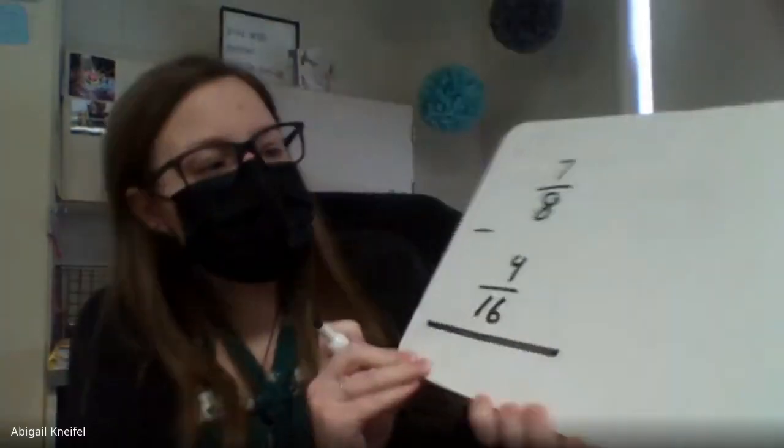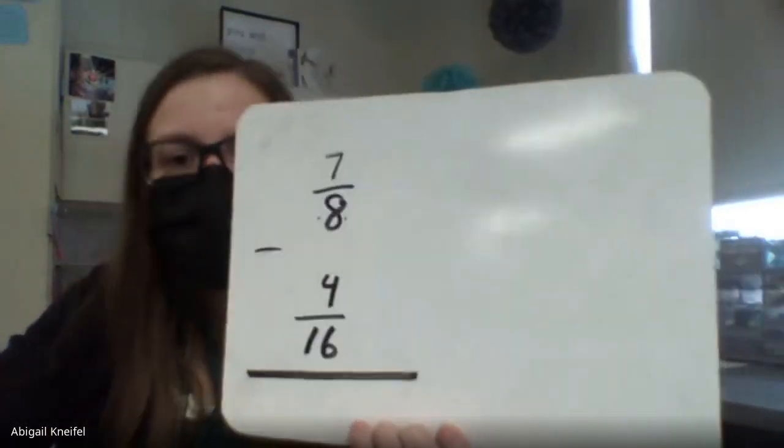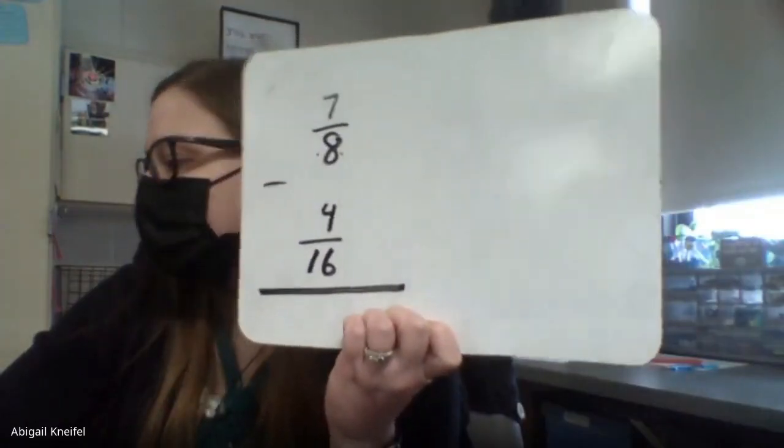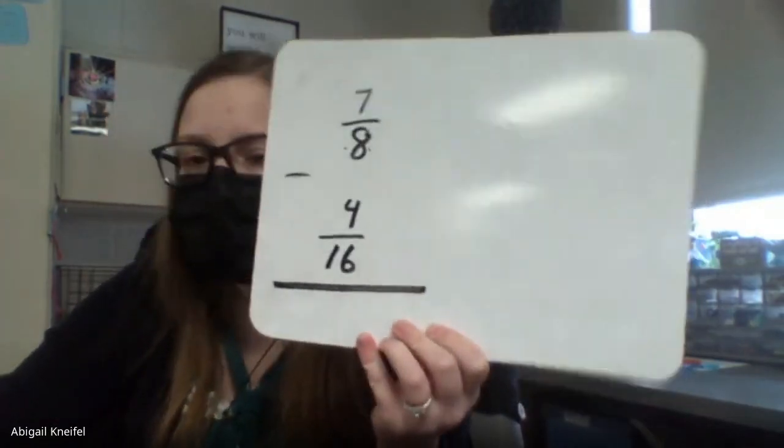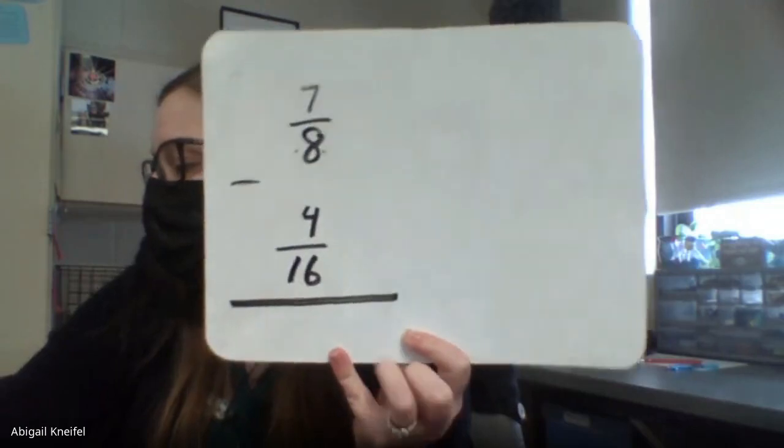All right, we're going to do a subtraction problem now with just fractions, and then we'll do one with a mixed number, okay? So let's do seven eighths minus 4/16. 7/8 minus, why don't you put a minus sign? Thank you. 4/16. The first thing, find the common denominator.